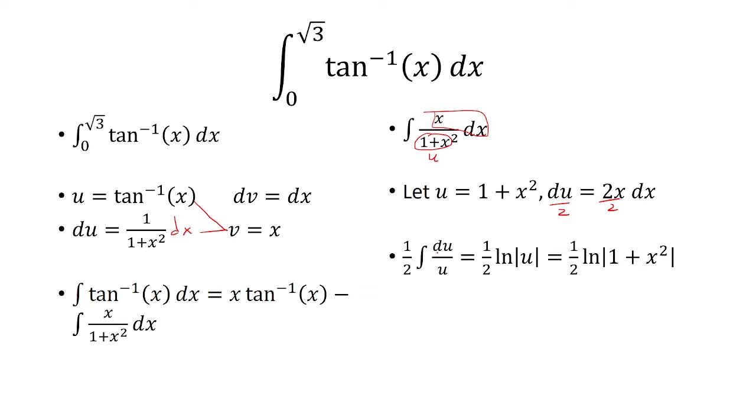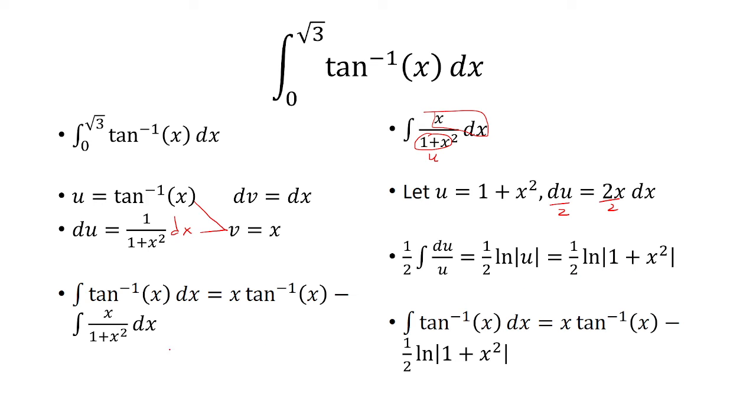The antiderivative of 1 over u is ln of u. And u here is 1 plus x squared. So now we can put it all together. The integral of inverse tangent of x is x times inverse tangent of x minus 1/2 times ln of 1 plus x squared.